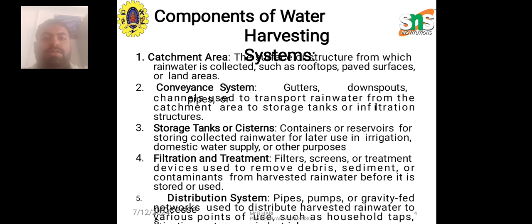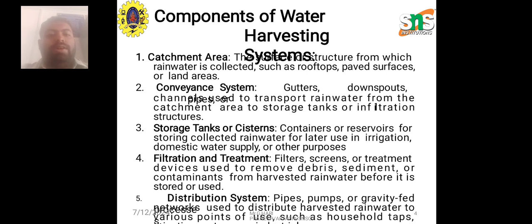Components of a water harvesting system. First, catchment area: the structure from which the rainwater is collected, such as rooftops, paved surfaces, or land areas. Conveyance system: gutters, downspouts, and channels used to transport rainwater from the catchment area to storage tanks or infiltration structures. Storage tanks or cisterns: the containers or reservoirs in which the collected rainwater is stored, which is later used for irrigation and domestic water supply and other purposes.